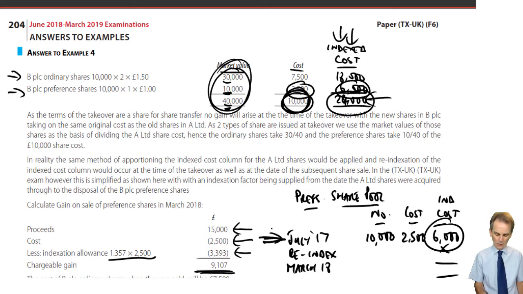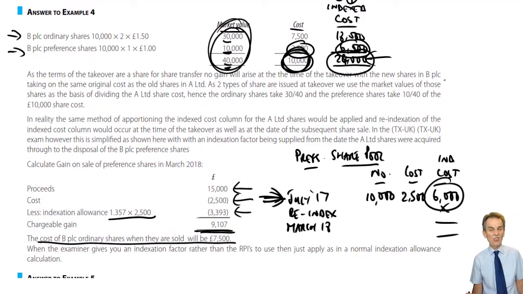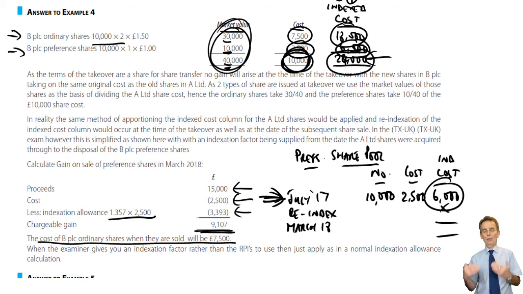Those then would give you the starting point for establishing a new share pool on your preference shares. You'd equally have had a new share pool in relation to your ordinary shares. You'd have had 20,000 shares with a cost of 7.5 and an index cost of 18. And from that point onwards, it's business as usual. Wherever there is an operative event, a further acquisition, probably for us just a disposal, you would re-index, establish what your revised index cost is, and then calculate the gain on disposal.